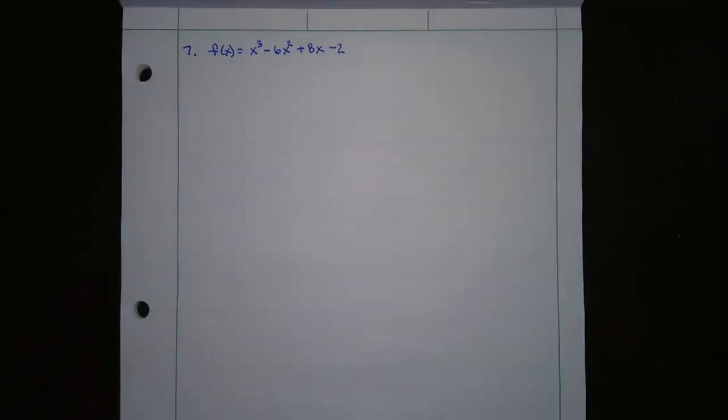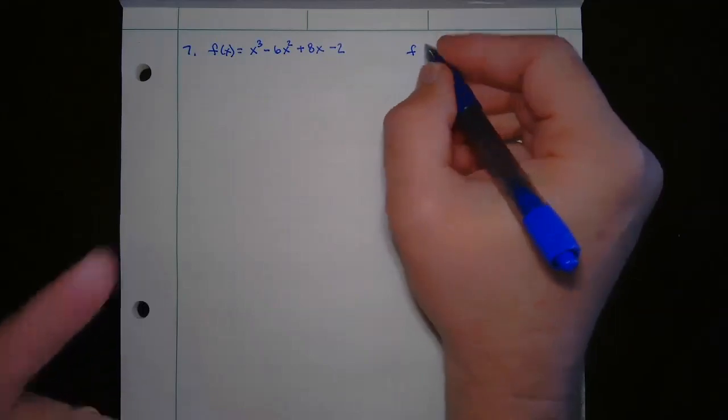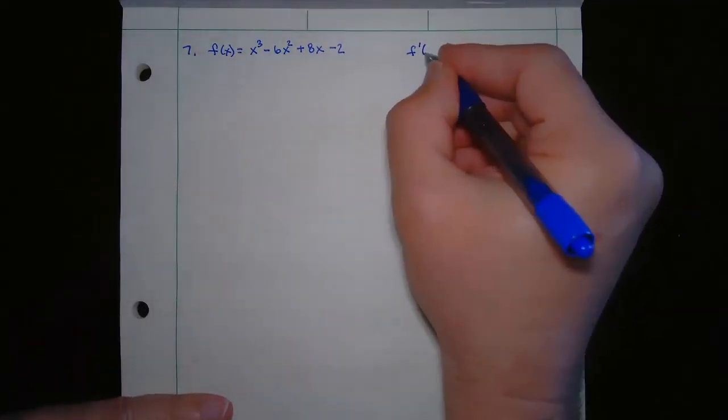Okay, let's go to 7. So 7 gives you the function f of x equals x cubed minus 6x squared plus 8x minus 2. And what is the instantaneous rate of change of f at x equals 3? That's all it's asking is, what's f prime of 3, right? Instantaneous rate of change means derivative, okay? So f prime at 3.